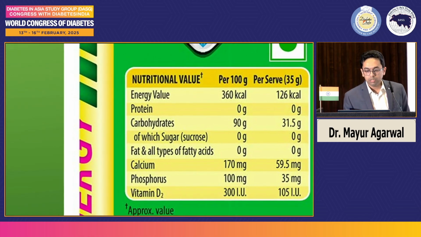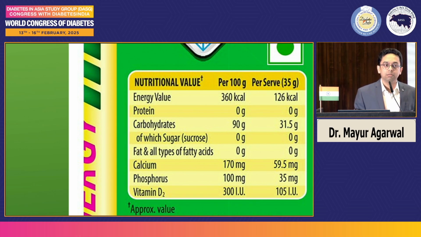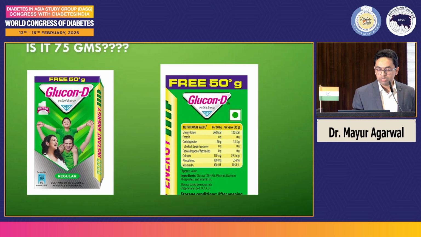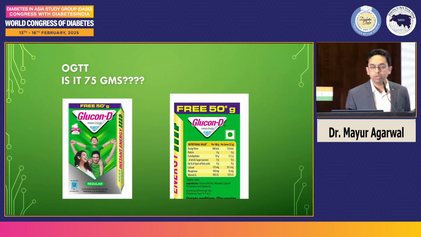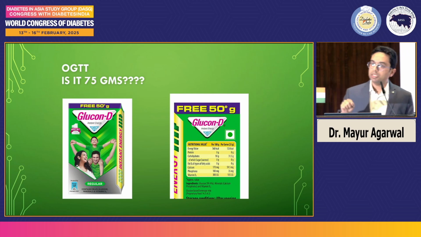So you see here, per 100 gram, the carb is 90 gram. Most of us would have never read this label. Okay. So when you give 75 gram, it is not 75 gram. The correction factor is 1.1. That means you have to give 82.5 gram to make it 75 gram of anhydrous glucose. So if you are using this thing, which is commonly available, this I have taken from Amazon only, you have to give the patient 82.5 gram.